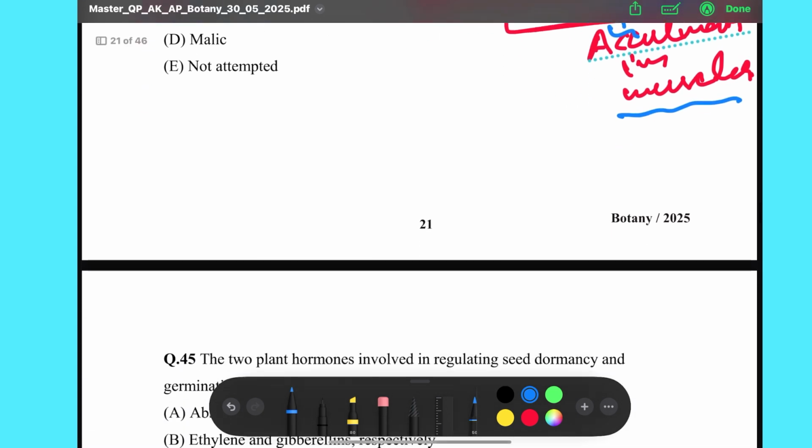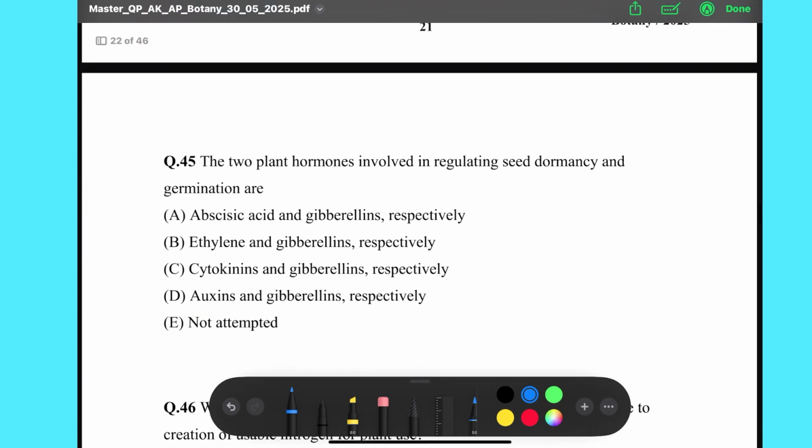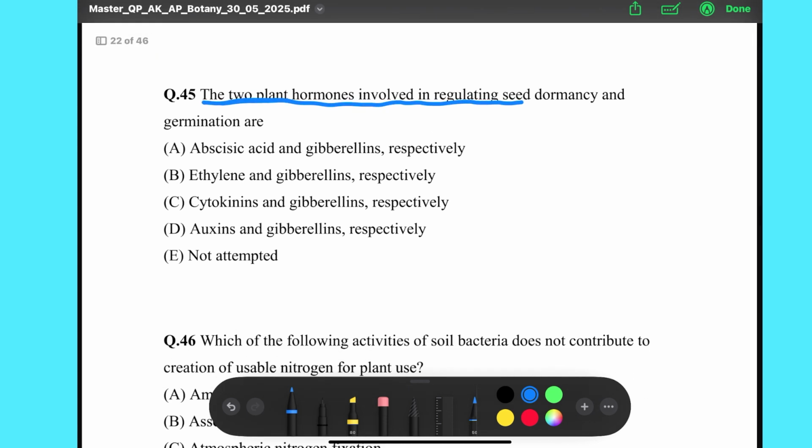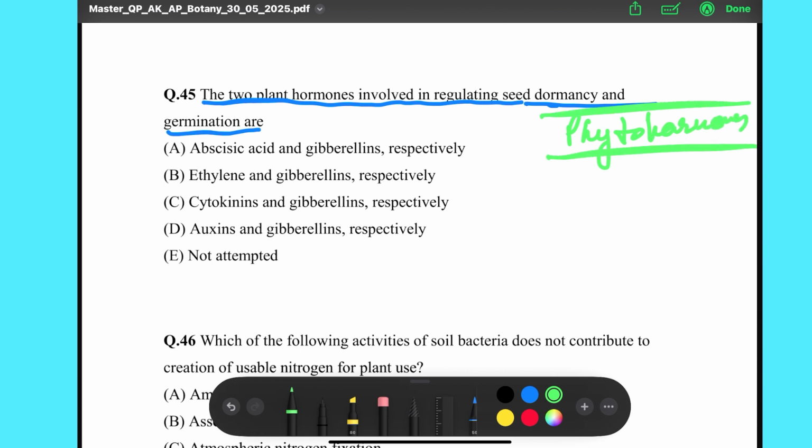Now move to the next question, number 45. Which two plant hormones are involved in regulating seed dormancy and germination? Note down that the plant hormone or phytohormone topic is very important, so questions will definitely come from here. So always try to complete this topic. Now move to the question.